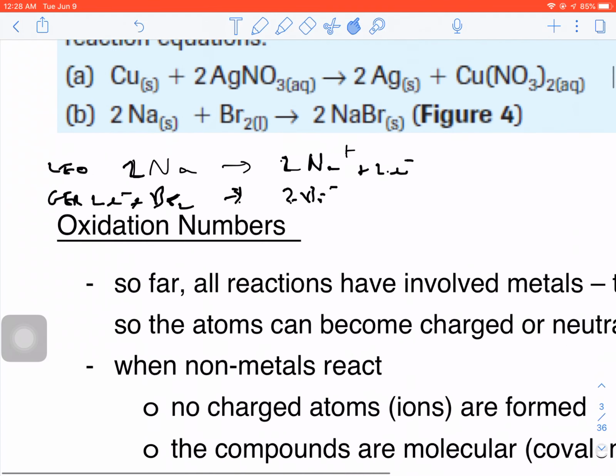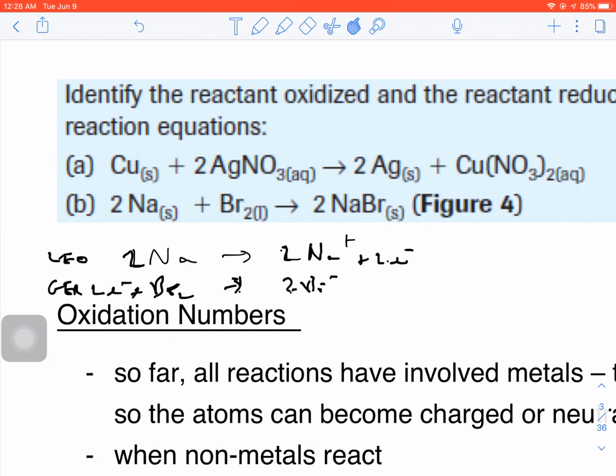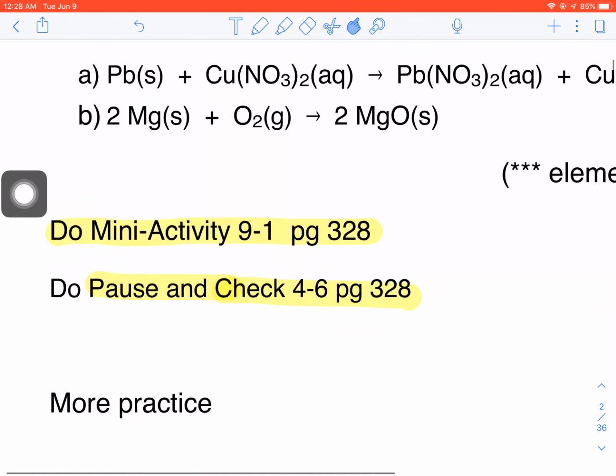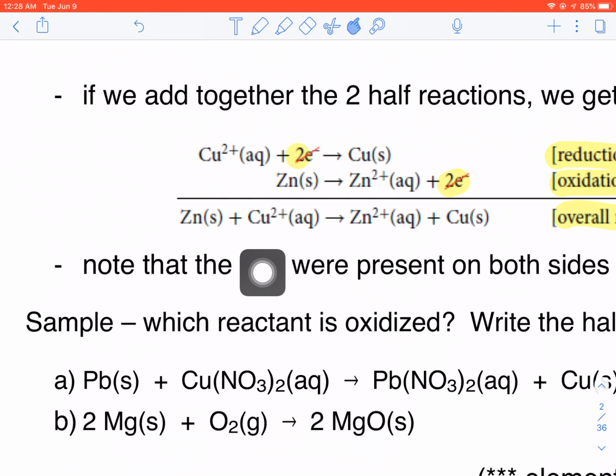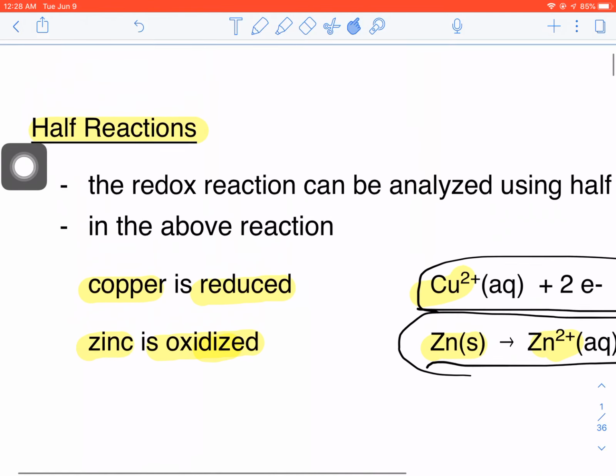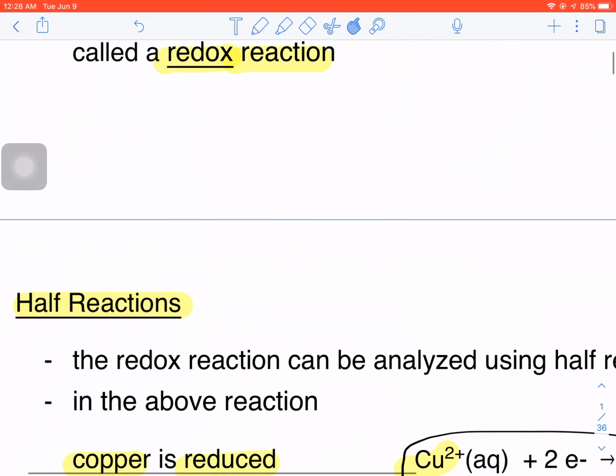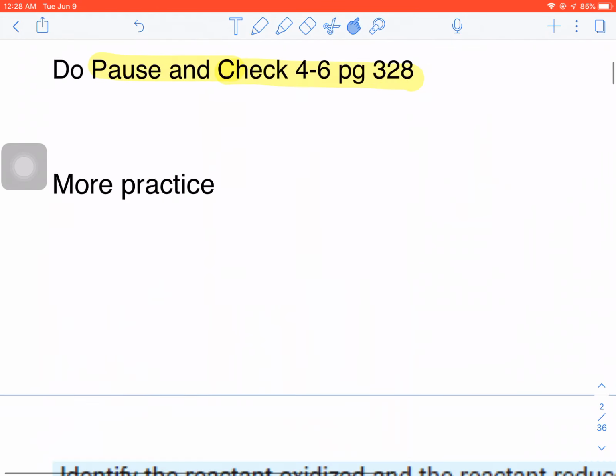Now notice that in every reaction here, we've got metal, nonmetal, metal, polyatomic ion, metal, polyatomic ion, metal, nonmetal. This was copper 2 chloride, metal, nonmetal. This was zinc chloride, metal, nonmetal. Everything until here has involved ionic compounds, right? And that means we've got a metal and a nonmetal.